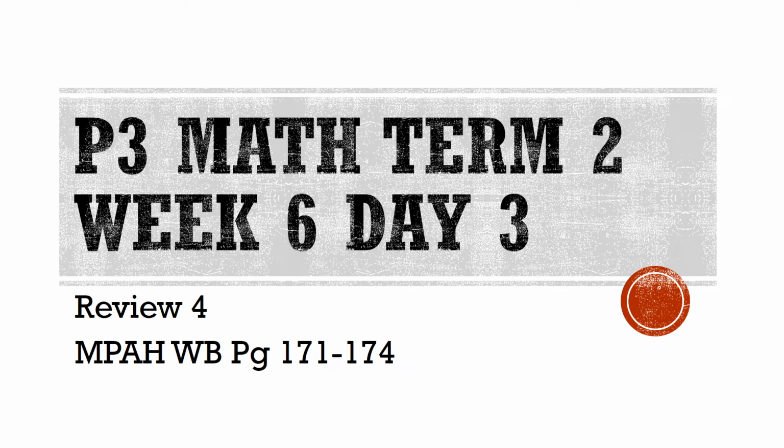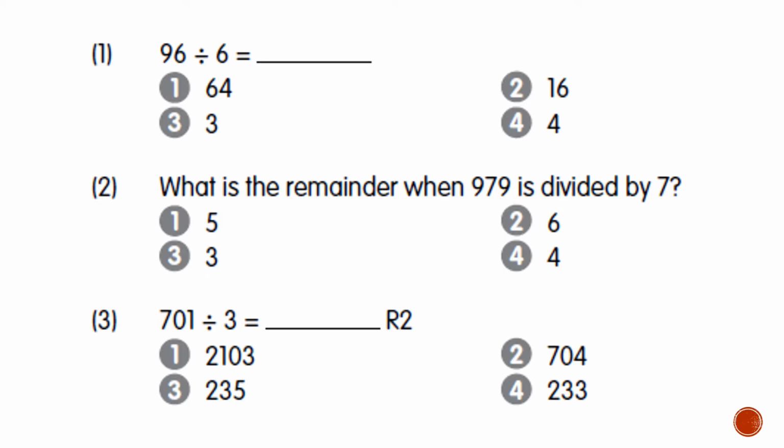Okay, students, today we're going to go through review 4 from the workbook, page 171 to 174. Now for the first question, it's just a simple division. There's no remainder. So when you divide this number, you should get 16. So actually the answer is number 2, which is 16. Please work it out yourself.